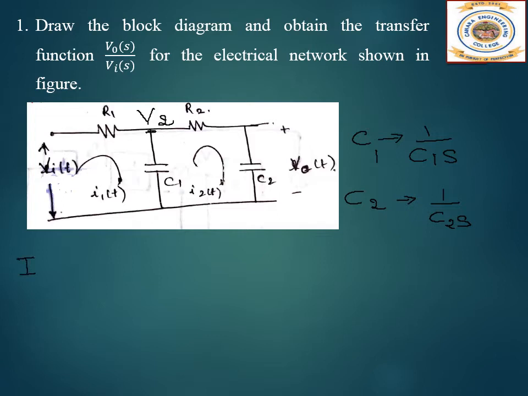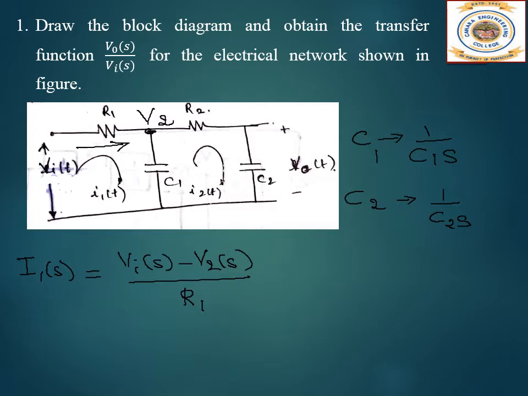So I1 of S will be equal to, what is I1 of S? It is the current flowing in this particular resistor, so it is nothing but the potential difference divided by R1. In that way I have to write: Vi of S minus V2 of S divided by R1. That is I1 of S.